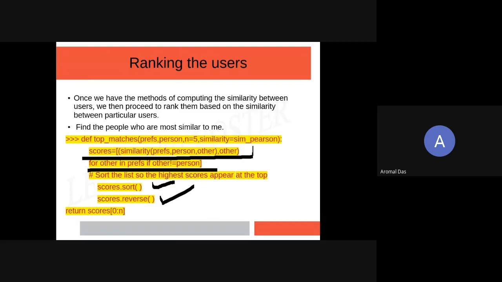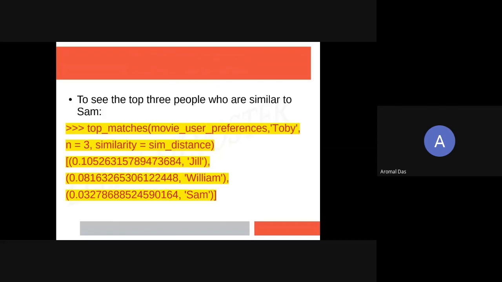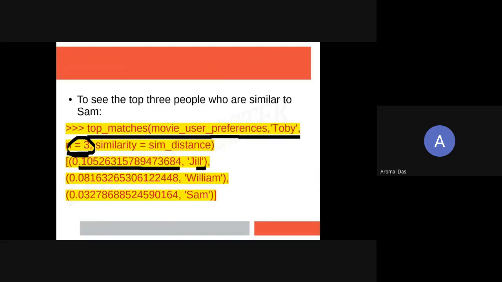To see the top 3, you can use top matches, movie preference, Toby, n equal to 3. N equal to 3 means you need 3 top users and their similarity index. So this is the similarity index of Jill and Toby. This one is the similarity index of William and Toby. This one is the similarity index of Sam and Toby.